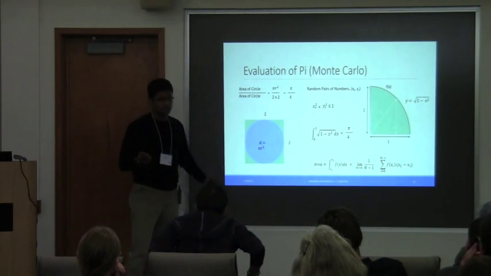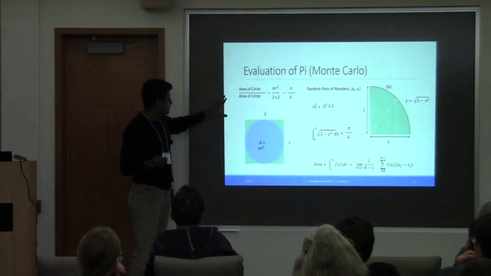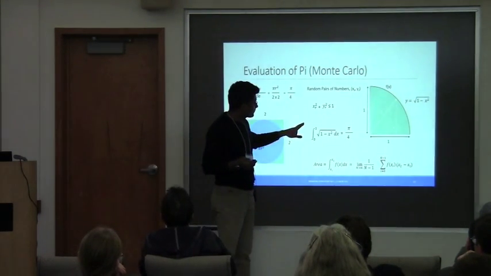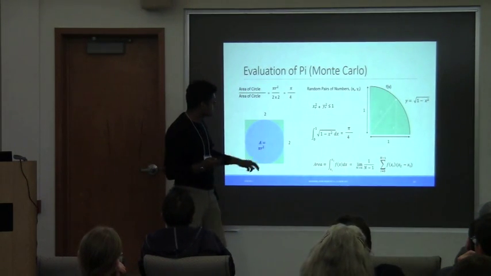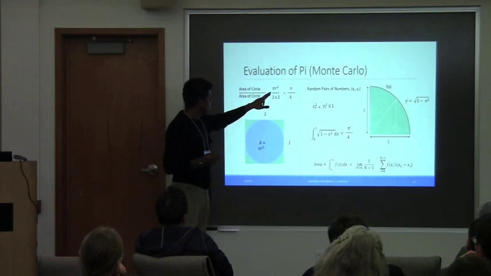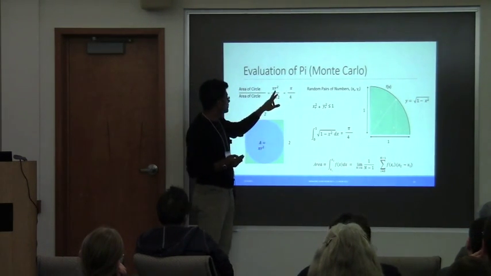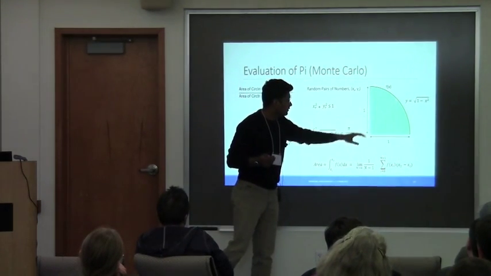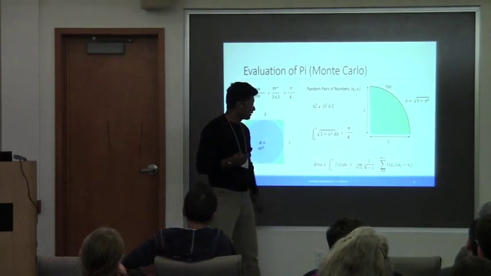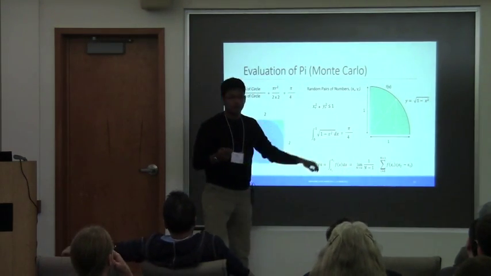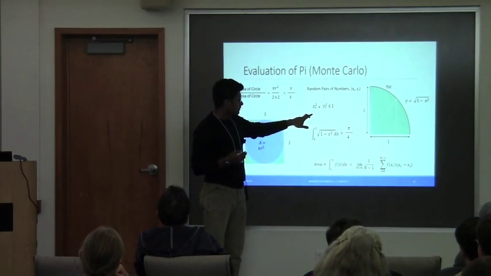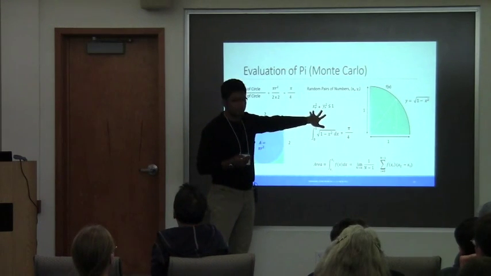To evaluate pi using Monte Carlo, we have a circle fitted within a square, and I would use random numbers to figure out the area of a quadrant, for example. Say the side is 2, then the radius is 1, then the quadrant area is pi by 4, so that's quite obvious. To evaluate that first quadrant, I would use a more effective way of doing it. I could also use two random numbers between 0 and 1 and figure out if they fall within the circle using that equation.